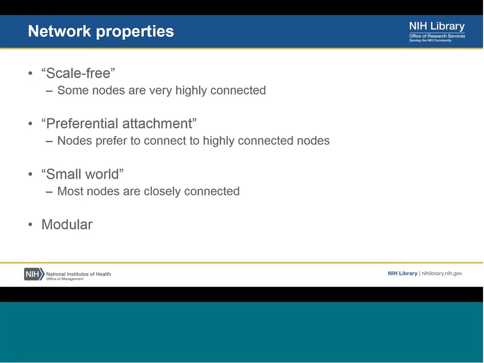The final property that I'll talk about that's important for network science is this idea that networks are modular in structure, or in a sense, networks tend to consist of subnetworks. They tend to consist of a group of subnetworks that are more connected to each other than they are to other nodes in the network.